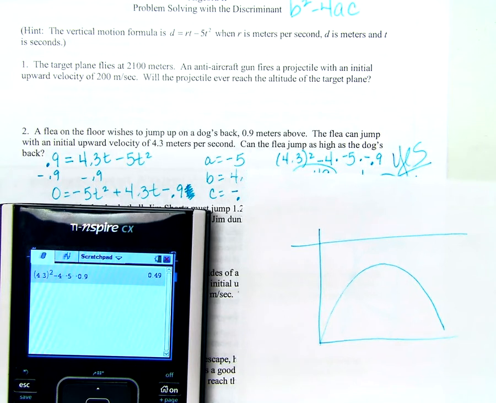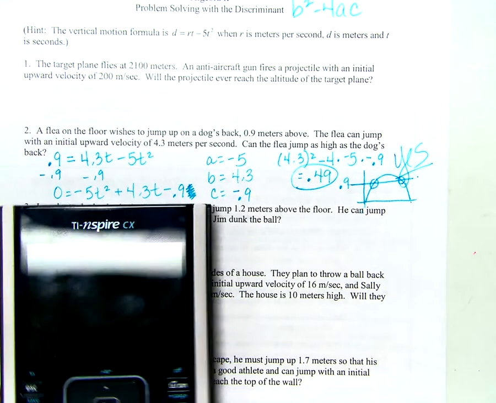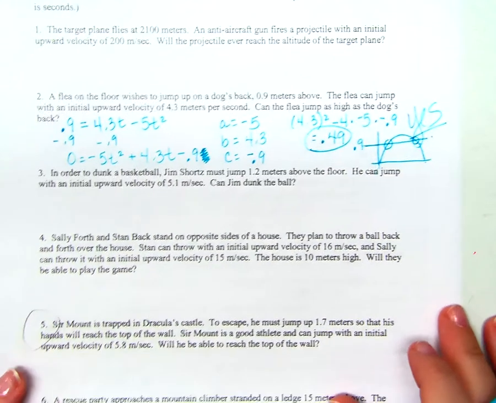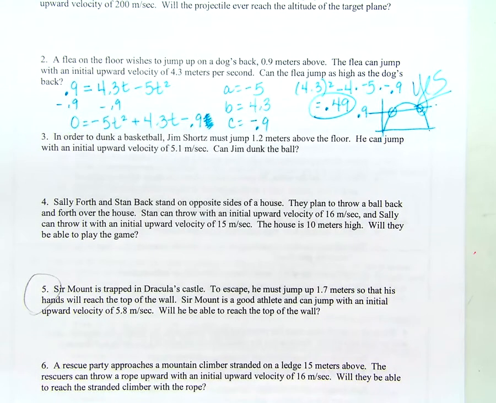Fair enough? So let's talk about basketball. Anybody like basketball? No? Okay, sorry. We're going to talk about it anyway. In order to dunk a basketball, Jim Shorts must jump 1.2 meters above the floor. I didn't make up the name. It just came in the problem. He can jump with an initial upward velocity of 5.1 meters per second. Can Jim dunk the ball?